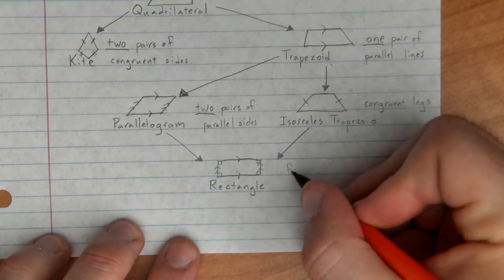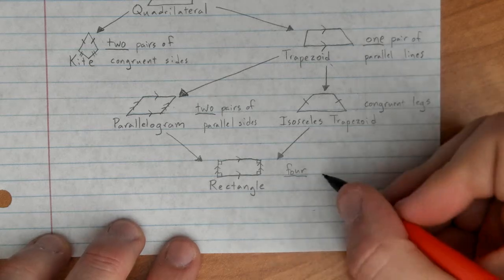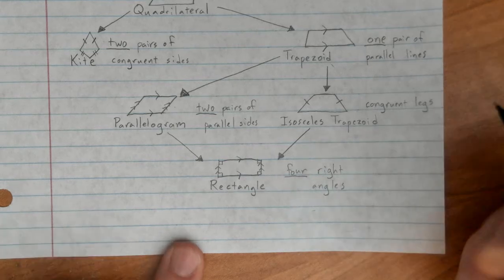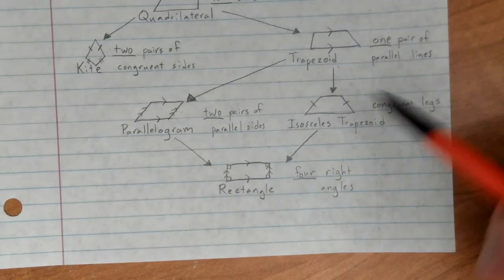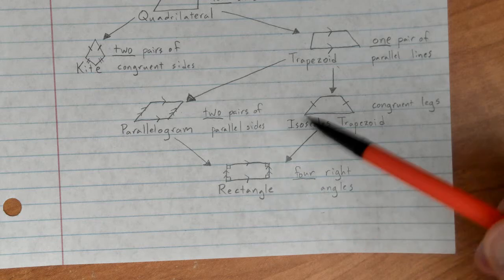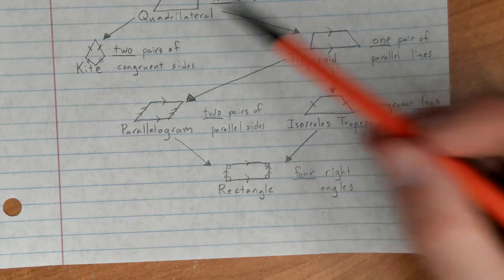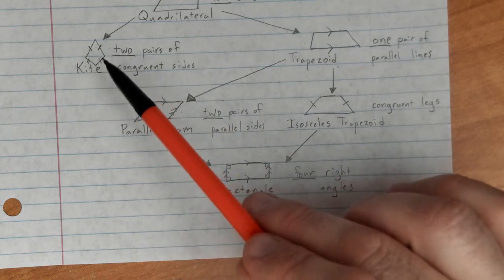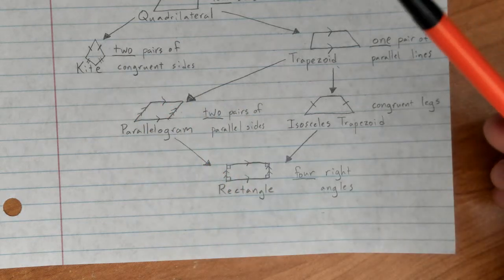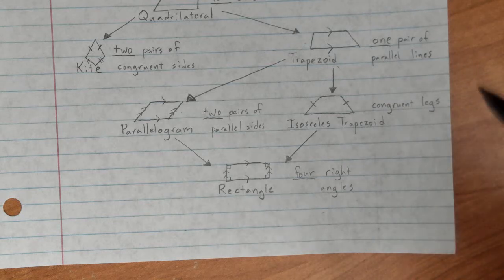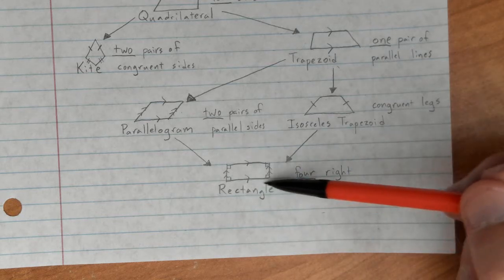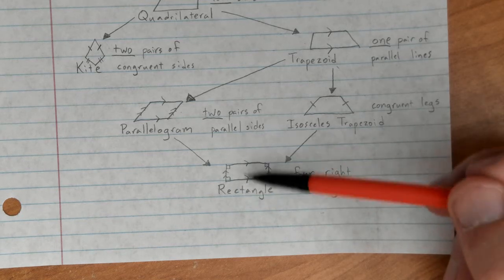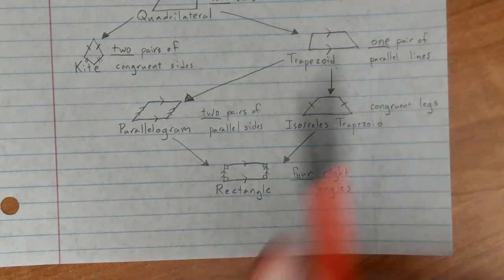Four right angles. The rectangle is a parallelogram, an isosceles trapezoid, a trapezoid, and a quadrilateral. It is not, however, a kite. Poor kite, still hanging out over here by itself, not connected to anything else. Because again, the rectangle does not have consecutive congruent sides. It has opposite congruent, but not consecutive, not next to each other.